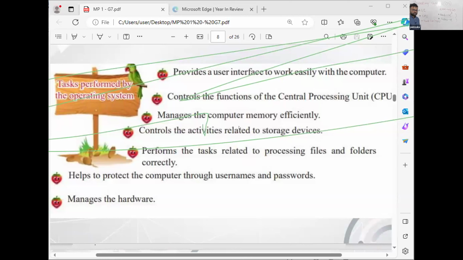The other part is, the computer has two things, right? One is software and the other is hardware, right? So the operating system is related to software, right? But the hardware is also operated by the operating system.